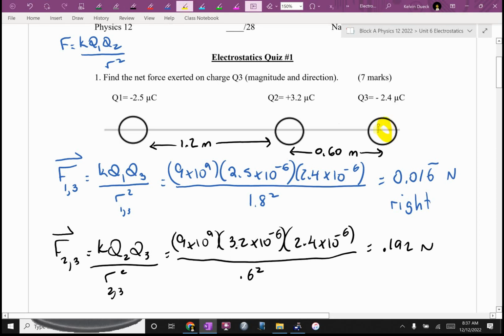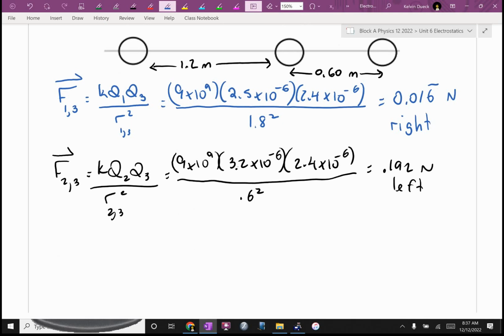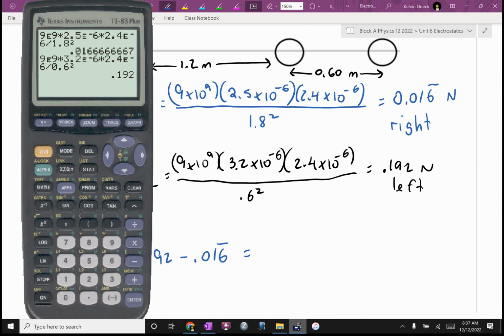Direction. Which way would charge 3 feel a force because of this guy? They're unlike, so they'll attract. So this will feel a force in that direction, to the left. So what's the net force? It's going to be 0.192 take away 0.016 repeating. Winner minus loser. If they were in the same direction, Maddie, I would go winner plus winner. So it's going to be that minus 0.01, I'm just going to do a bunch of sixes. That should be pretty good. 0.175 newtons. Direction, left.